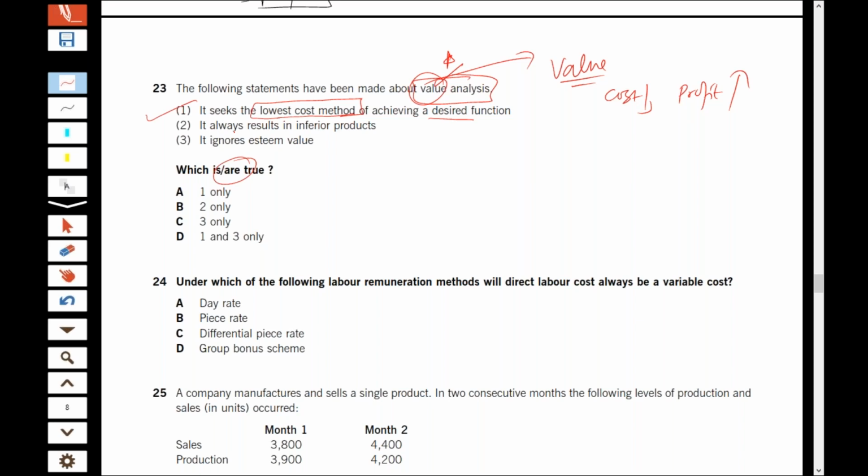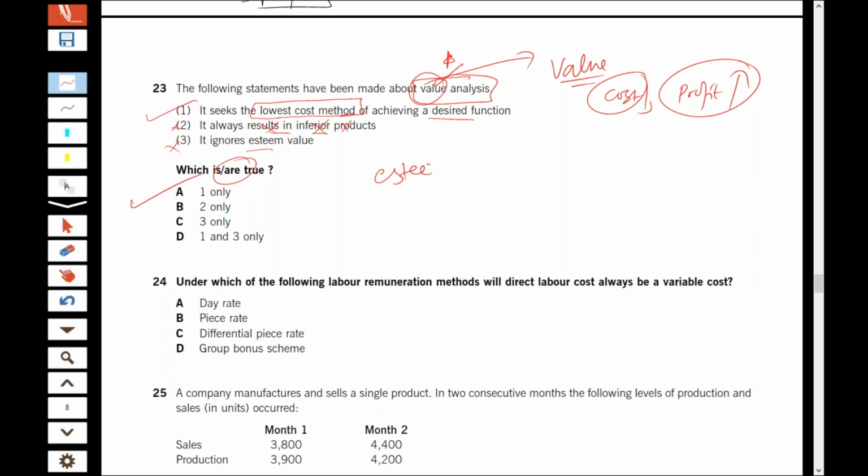Number two, it always results in inferior products. It is nothing to do with the inferior or the superior products. It is saying that value analysis means whatever the value you are creating or whatever the product you are selling, it should be at low cost in order to make more money and more profits. So that means it's nothing to do with the inferiority or the superiority of the products. Number three, it ignores esteem value. False. It does consider the esteem value. A is the only correct option.